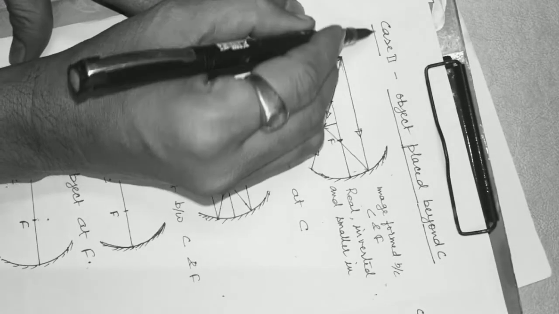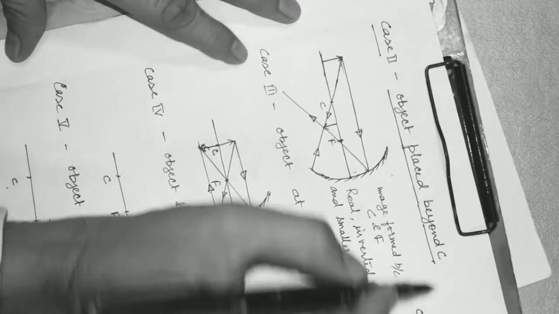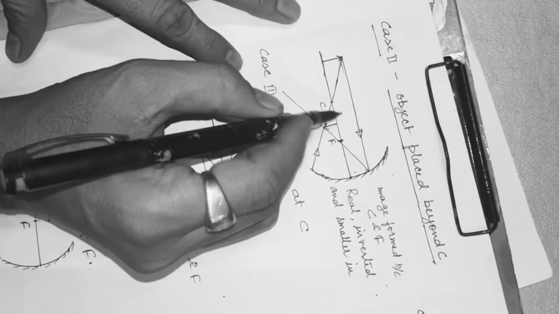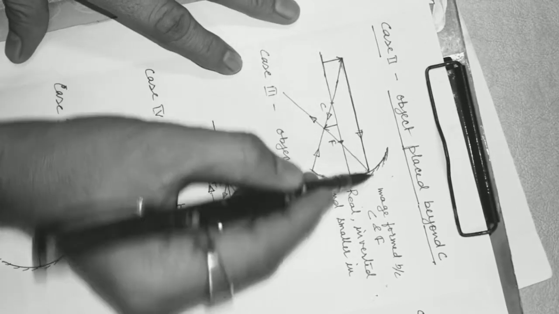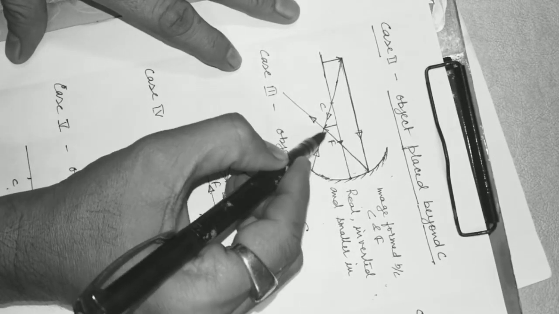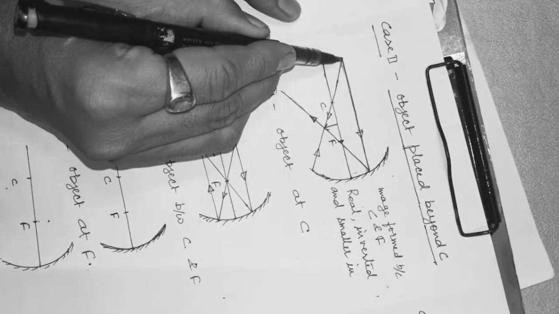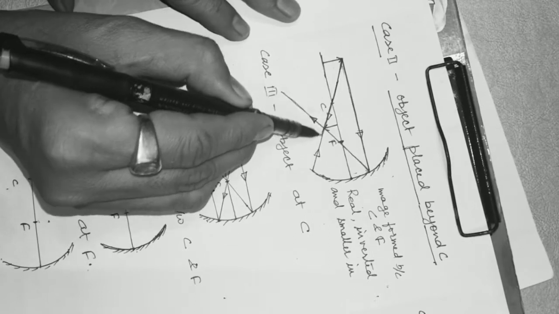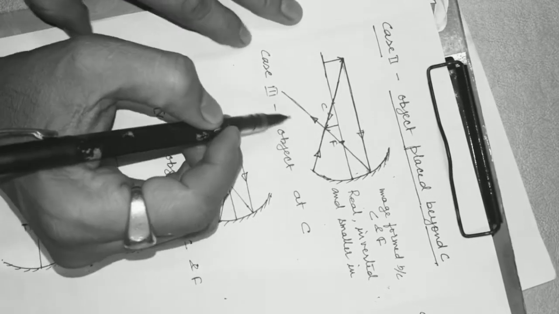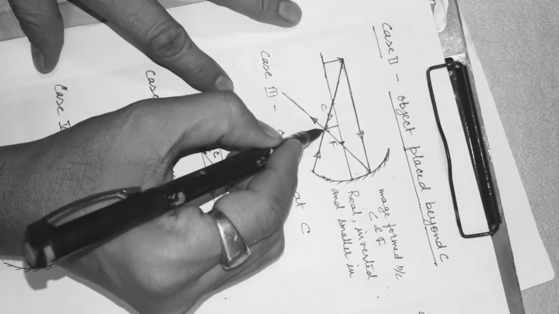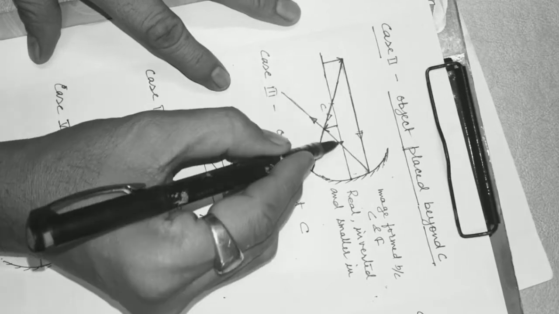Now we take case 2. When the object is placed beyond C, meaning beyond the center of curvature, any light ray parallel to the principal axis, after reflection, passes through the focus, and the second light ray, which is coming from the center of curvature, after reflection retraces its path. Both the light rays intersect at this point and the image is formed between C and F.